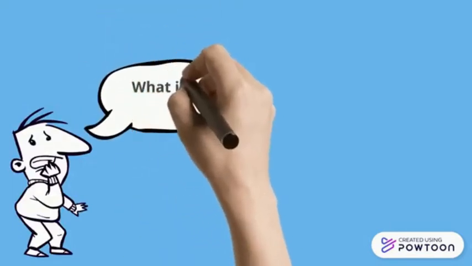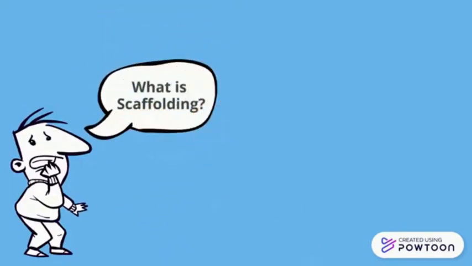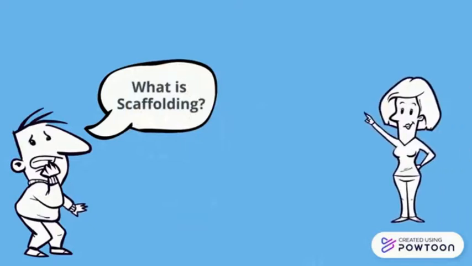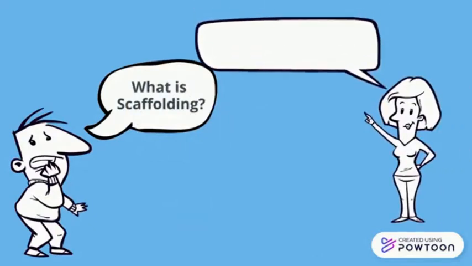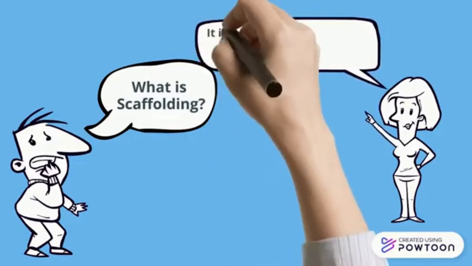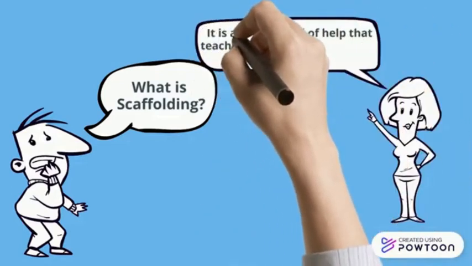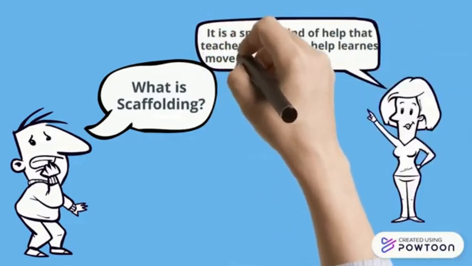Scaffolding is based on the idea of wood, burners, and rust. Builders use temporary scaffolding to support a building. Once it can stand alone, the scaffolding is removed. It's a special kind of help that teachers can use to help learners move forward in their learning.